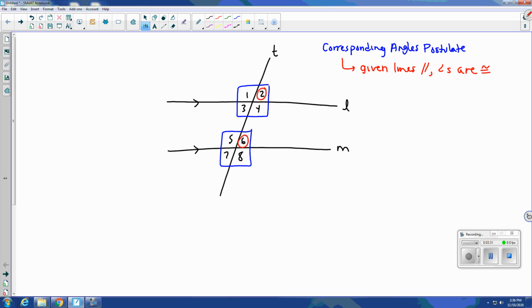Now, knowing that, let's see what we can come up with. I'm going to redraw this image.